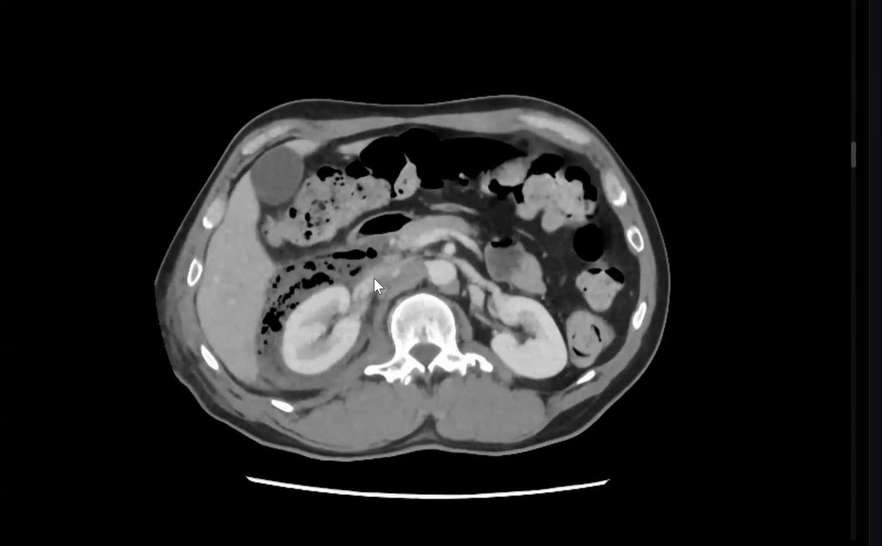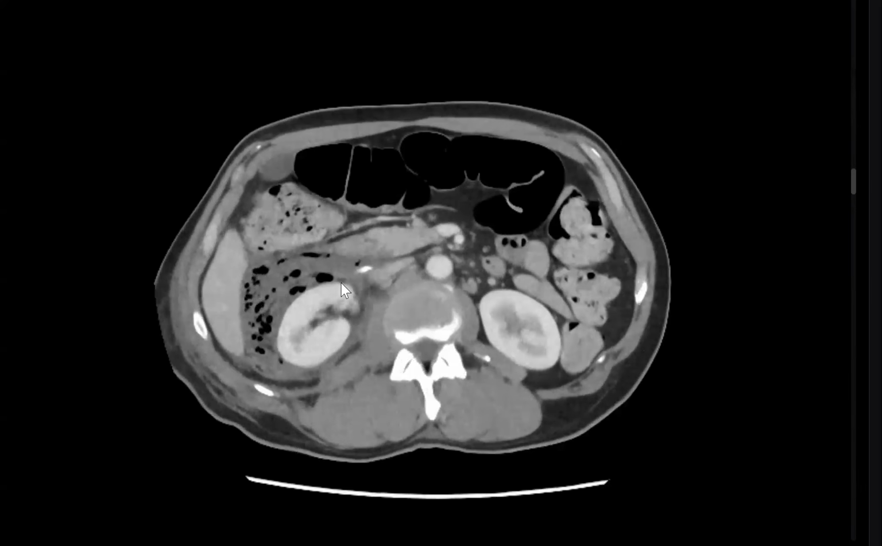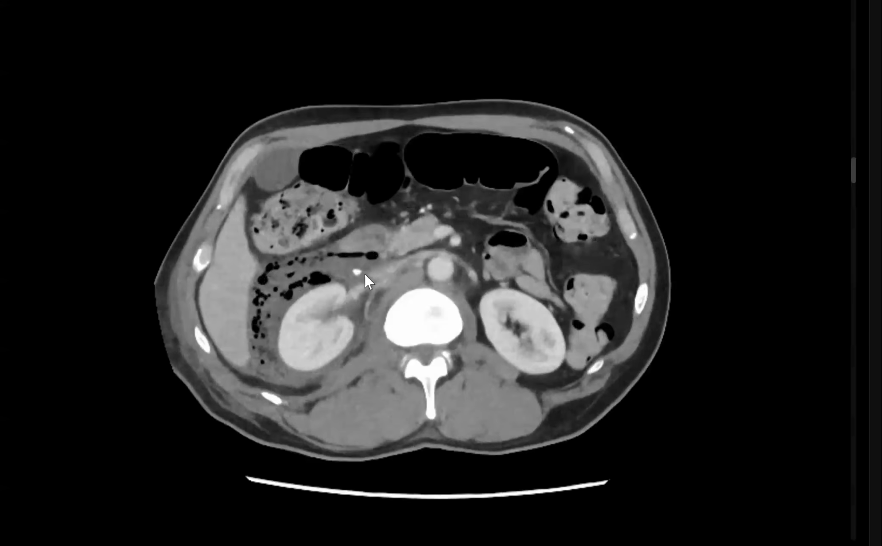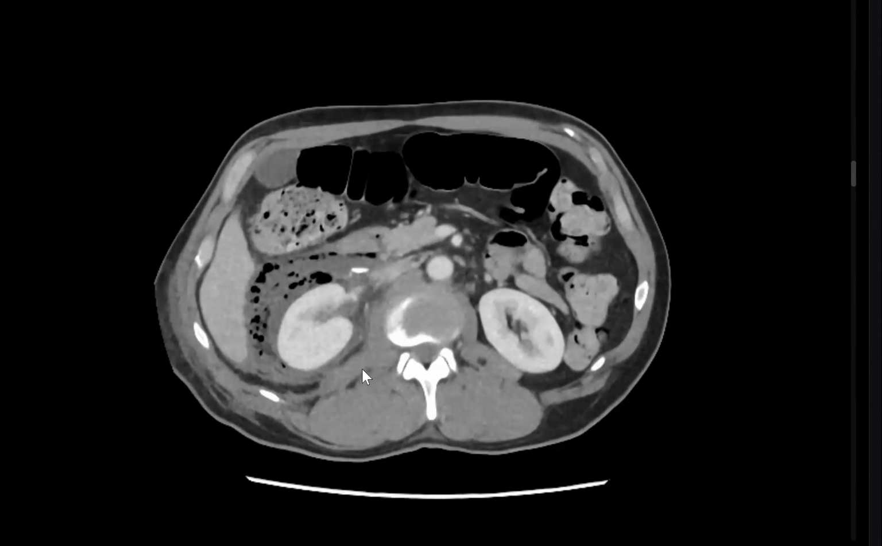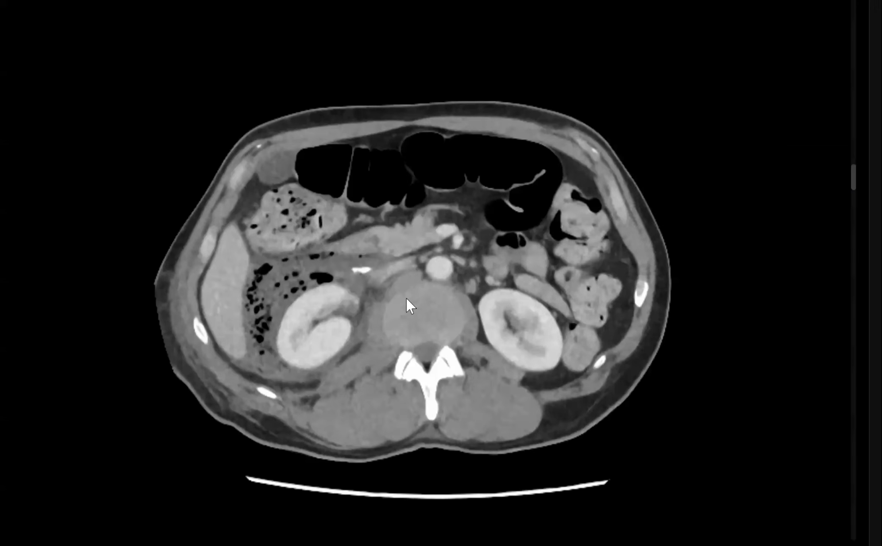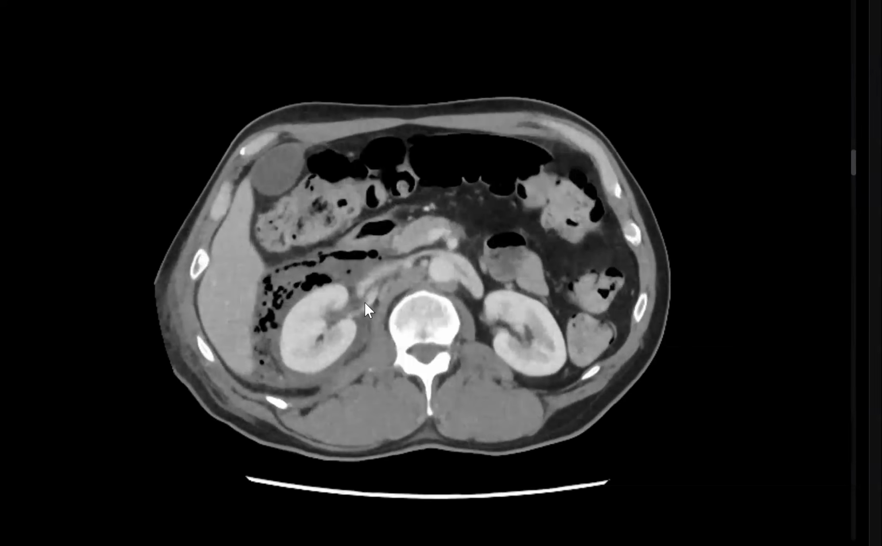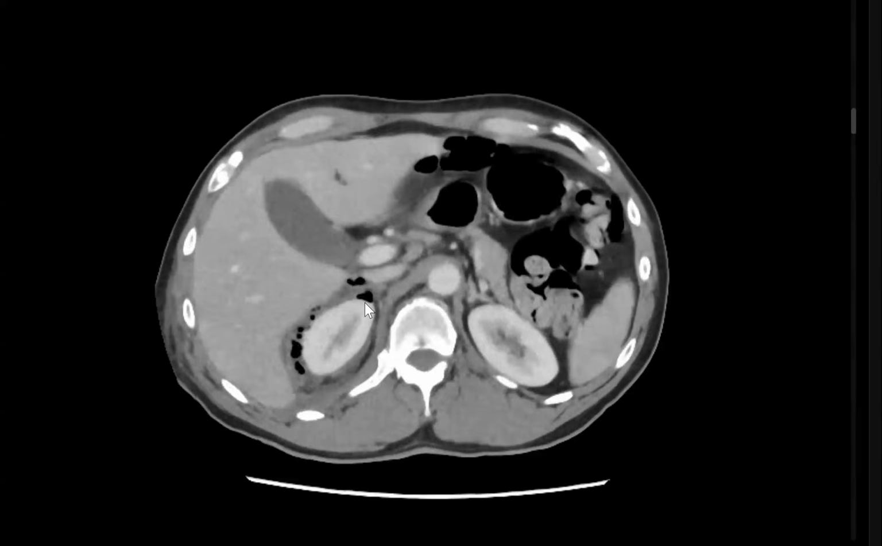I can see there is some hyperdense area here. I'm not sure it is related to the previous one, you can ignore it, but its location? Where is the location of this area? It is anterior to the retroperitoneal, seen anterior to the right renal vessels. So it's retroperitoneal air.